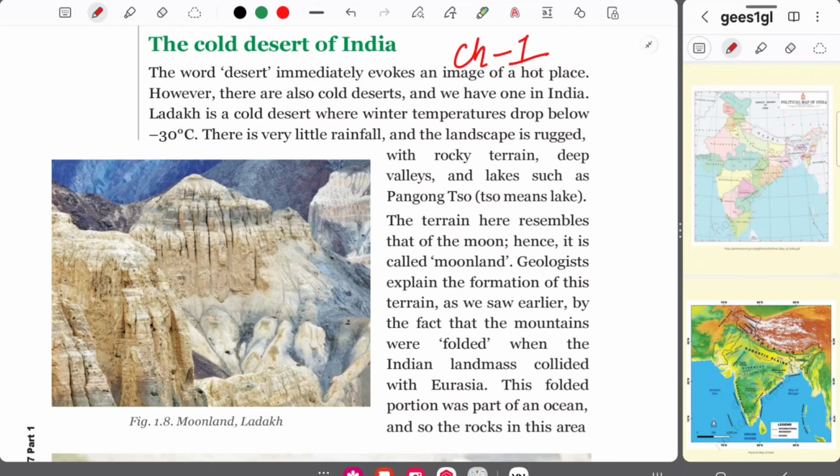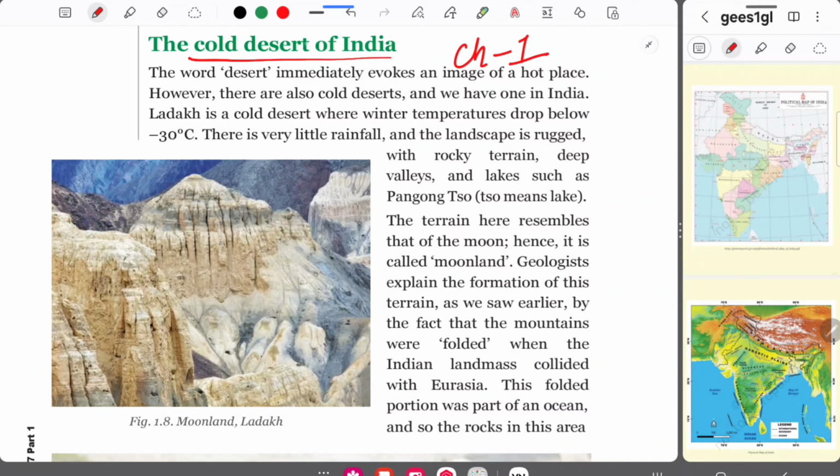So let us continue. In our previous class, we learned how the Himalayan mountains were formed, and why the mountains are called young fold mountains. I have explained everything in detail. We'll continue from there. Today's topic is the cold desert of India.